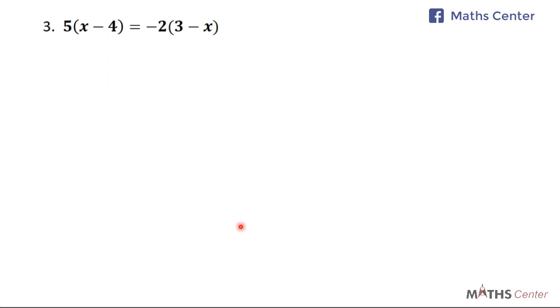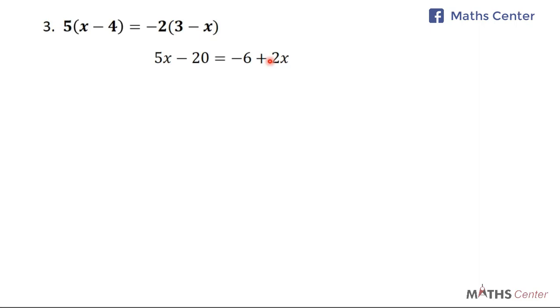Let's make the next example. We have 5 into bracket x minus 4 is equal to minus 2 into bracket 3 minus x. So here we have brackets on both sides of the equation, so you expand them. So we are going to have 5 times x, which is 5x, 5 times minus 4, which is minus 20, is equal to minus 2 times 3, which will give us minus 6. Now minus 2 times minus x will give us positive 2x, because we know that when negative multiplies negative, you are going to get positive.